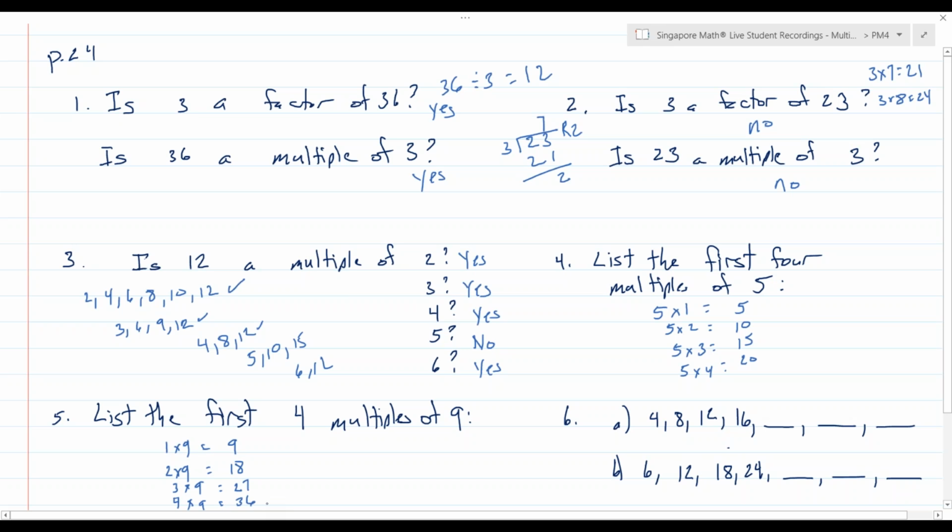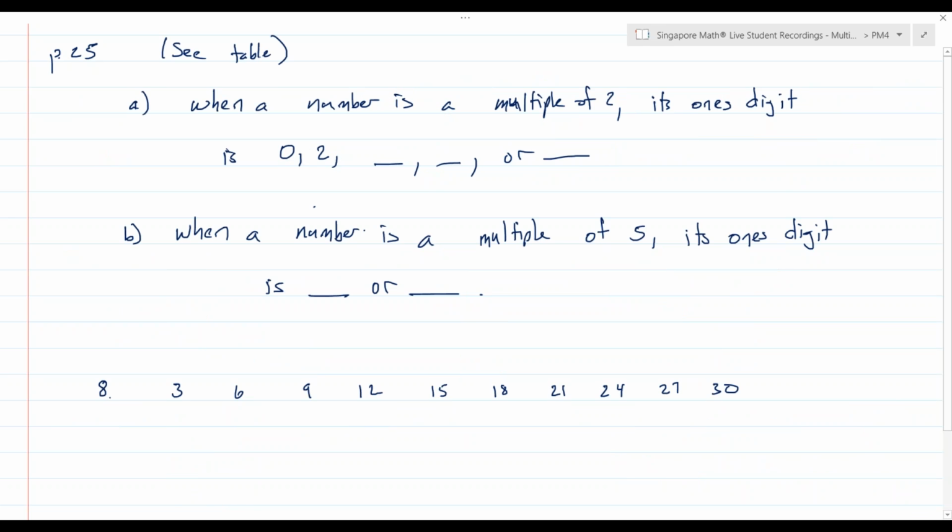You can think of it as a pattern. 4, 8, 12, 16. The next 3 numbers in the pattern are the next 3 multiples of 4. In this case, 20, 24, 28. The next 3 numbers in the next pattern are the next 3 multiples of 6. 6, 12, 18, 24, 30, 36, 42. We're just counting by 4s, counting by 6s, finding the multiples.